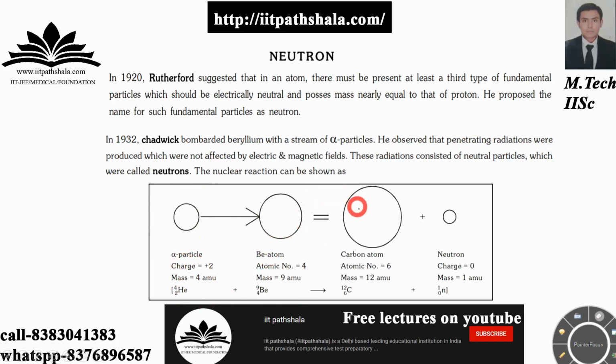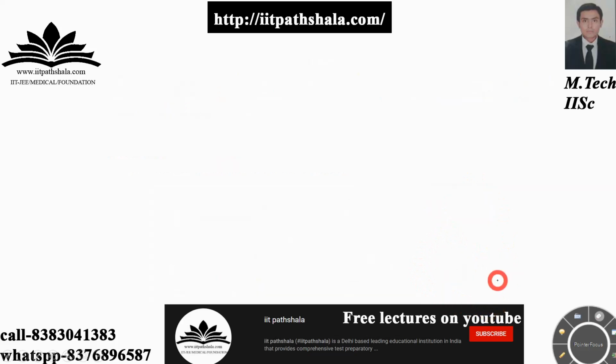Now this beryllium is being converted into a carbon atom over here. Okay, everything is now changed. Atomic number is changed from 4 to 6, mass is changed from 9 to 12 over here. Okay, the whole thing is changed, and the matter of fact is that you are getting a neutron over here which is electrically neutral. You are having a charge equal to 0 and mass equal to 1 AMU, guys.